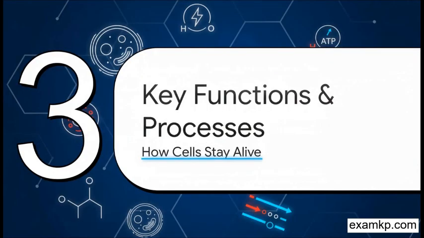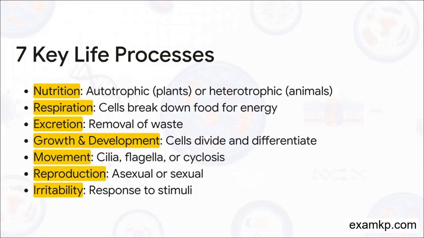Okay, so we know what the parts are, but what do they actually do? How does a cell live? Let's dive into the key functions and processes. This is where we bring the diagrams to life. You see, every single living cell has to perform these 7 key life processes. You might remember it using the acronym MRSGEN or even MRNIGERD. It stands for things like nutrition, getting food, respiration, releasing energy, and excretion, getting rid of waste. Cells also have to grow, move, reproduce, and react to things around them.